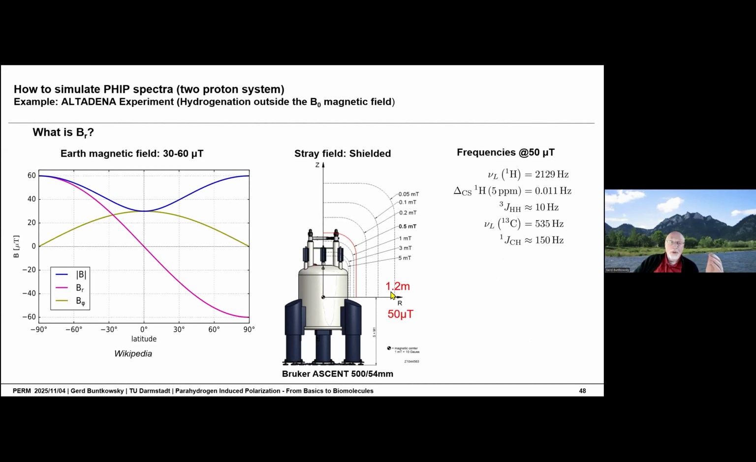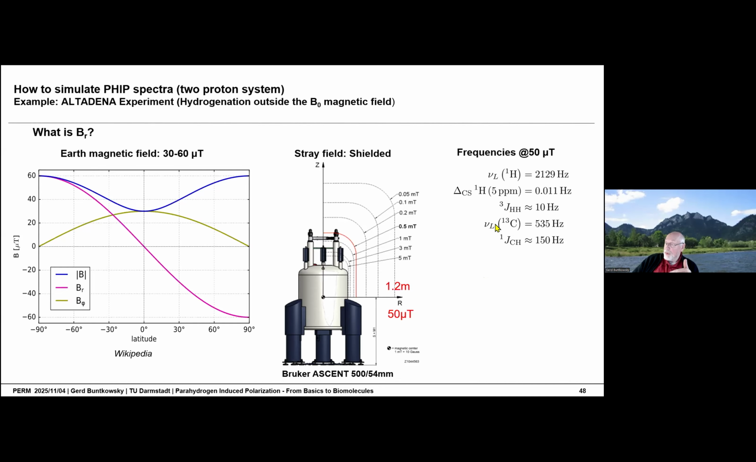2100 hertz. When we look at typical chemical shift differences in proton, they are on the order of 100ths of a hertz. So that is definitely something which we can neglect, especially compared to the typical J coupling, so we will definitely still end up in the A2 spin state.